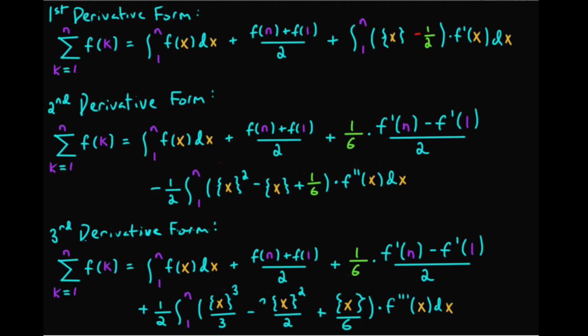And now I want to just make a quick cosmetic change to this integral. I'm going to multiply that middle term, fractional part of x squared over 2, by 3 over 3 so that I can then factor out a 1/3 from all of the terms.